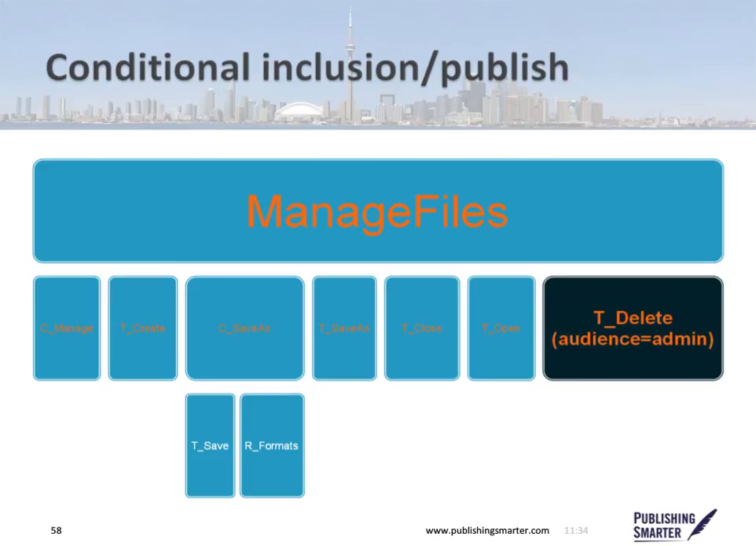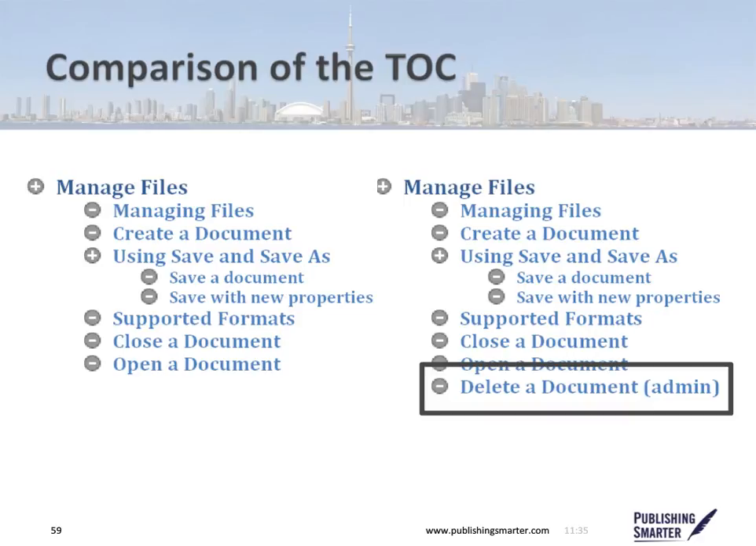So the task for delete on a map level is told that this only applies to the audience of an administrator. You can see this comparison of the table of contents that when I publish, my map can be published into two environments. One of them is for the administrator and it contains that delete a document component, and the other is for my general day-to-day user, which does not have that information.